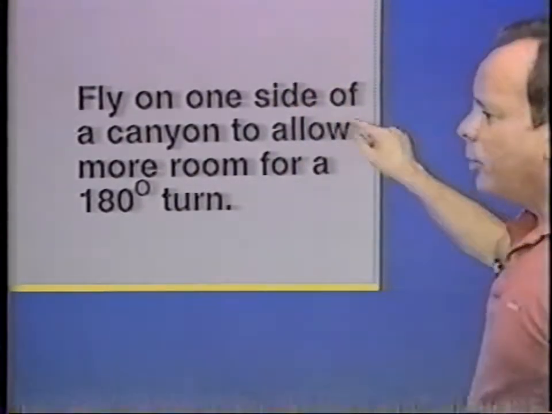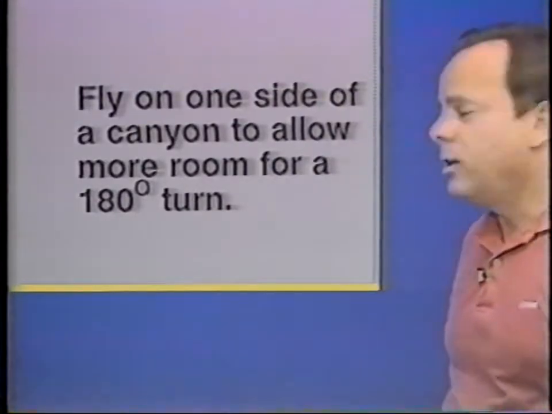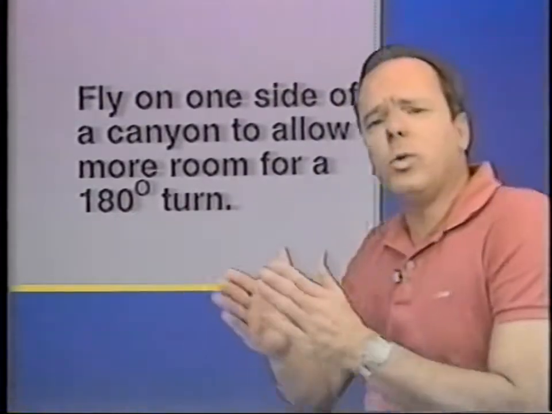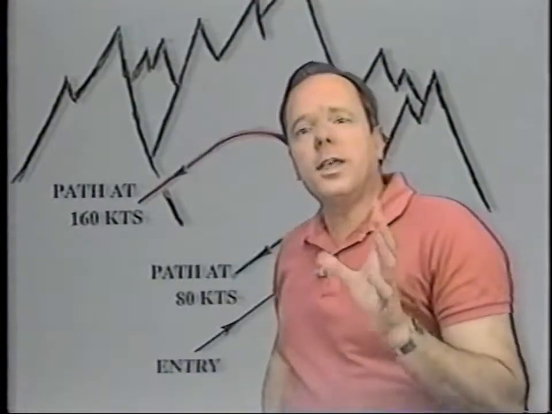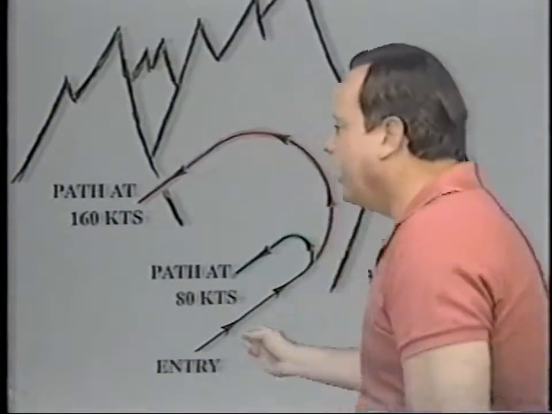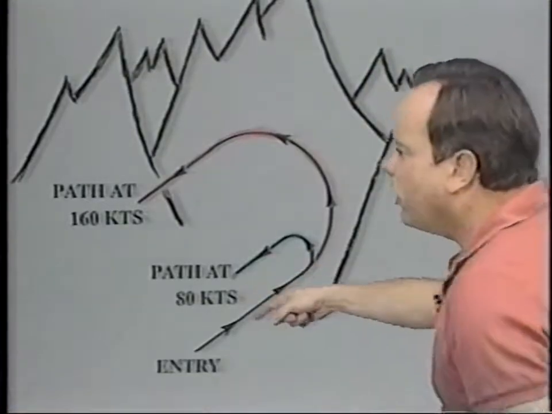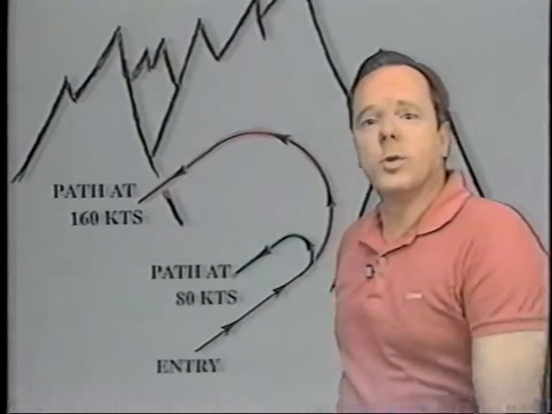Well, if you fly on one side of that canyon instead of down in the middle, now you have the whole canyon width to turn around in instead of just half the canyon to turn around in. So the rule is, anytime you're flying in a canyon and you may want to turn around, fly with the canyon off to one side. Fly on one side of the canyon. That way you have the whole width of the canyon in which to turn around.